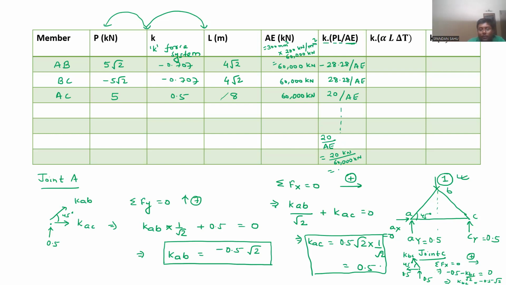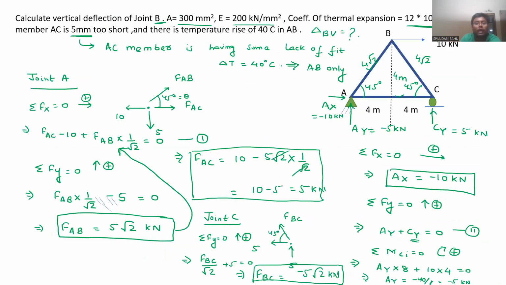This will be 3.33 into 10 power minus 2. Now, this is in meters. Now, there is temperature change also, there is lack of fit also. So, now for this case, the complete scenario won't be 0.